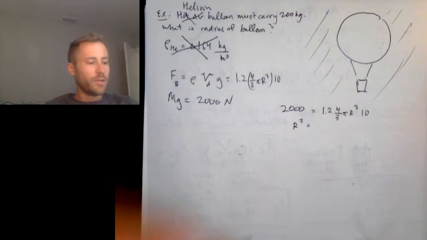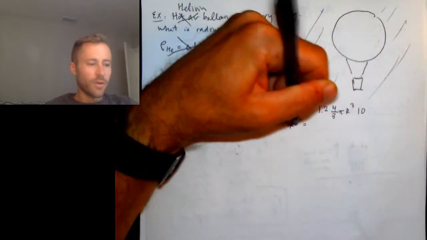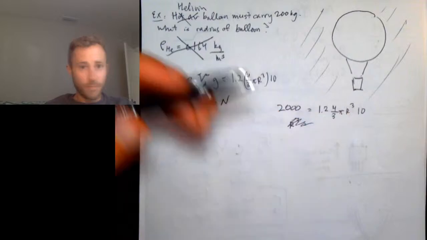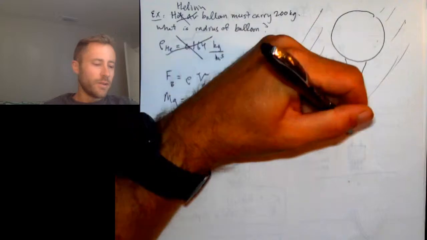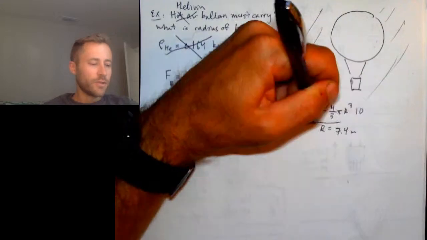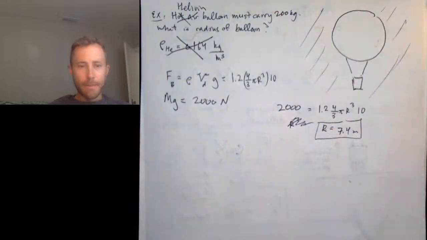So I solved for r. So this is r cubed, so I'm going to have to take a cube root. And when I do that, I get 7.4 meters as the radius of the balloon. So that's pretty consistent with my experience.